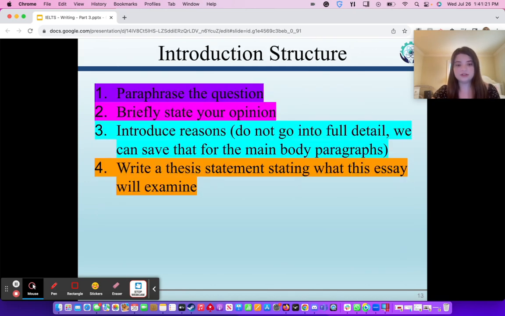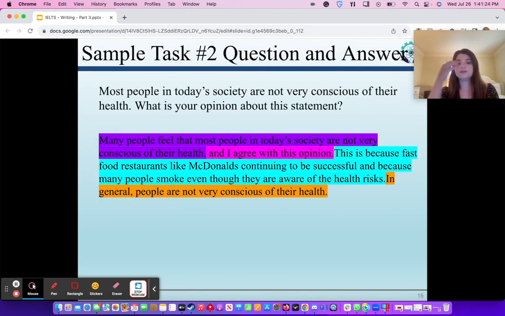And so the orange one is to write a thesis statement. My thesis for this one is that in general, many people aren't really very conscious of their health, right? Because they do these things. Not everyone, but enough people that the tobacco companies and the smoking companies and fast food companies are certainly in good business, right? Awesome. So there we go. So there's a third one.